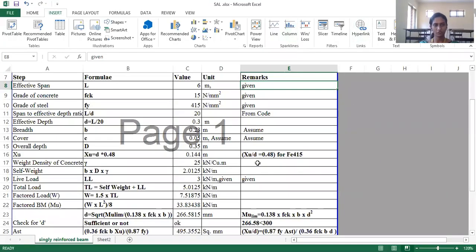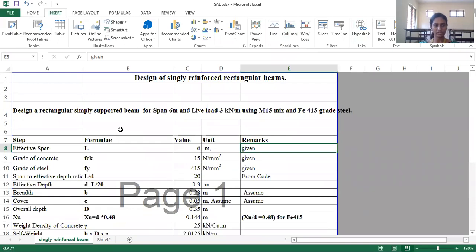Now we shall see how to execute it in Excel. So I have taken the same problem: design a rectangular simply supported beam for a span of 6 meter and live load 3 kilonewton per meter using M15 grade and Fe415 steel. Whenever a problem is given, you have to write the input first, always.